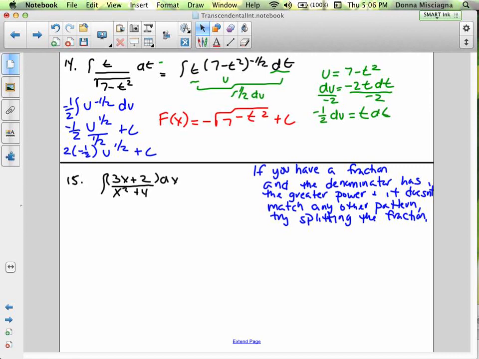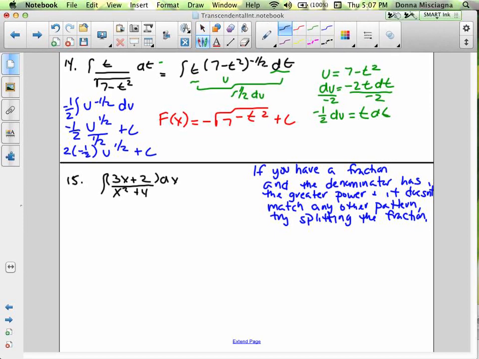Number 15. So we have a fraction here, and well, it's not in the form of arctan, and it's not in the form of natural log, and the denominator has the larger degree, so I can't just divide by the denominator and change this. If you have a fraction and the denominator has the greater power and it doesn't match any other pattern, try splitting the fraction. All right, so we can just split this into two fractions, and maybe we can integrate them separately.